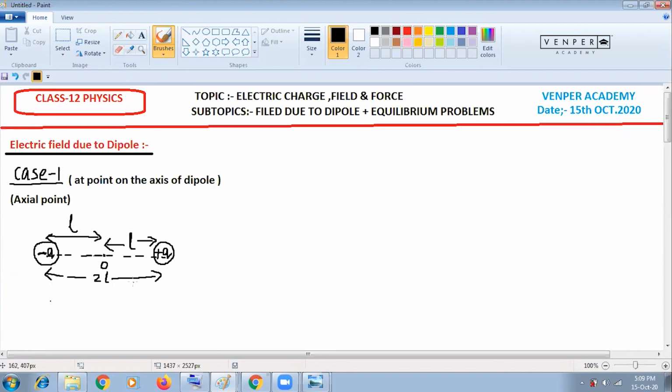Okay. Now here, this is the axis. This is the axis of the dipole. Now let me take a point. This is the axis actually.